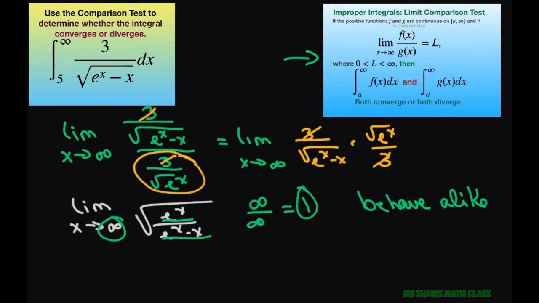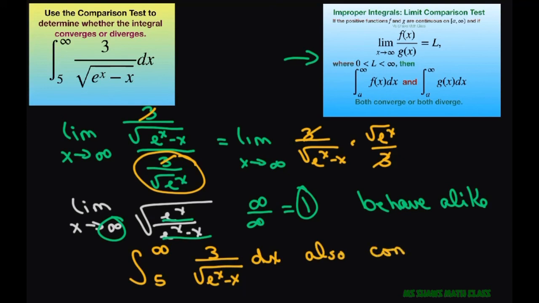So that also means that our integral from 5 to infinity of 3 divided by square root of e to the power of x minus x dx also converges.